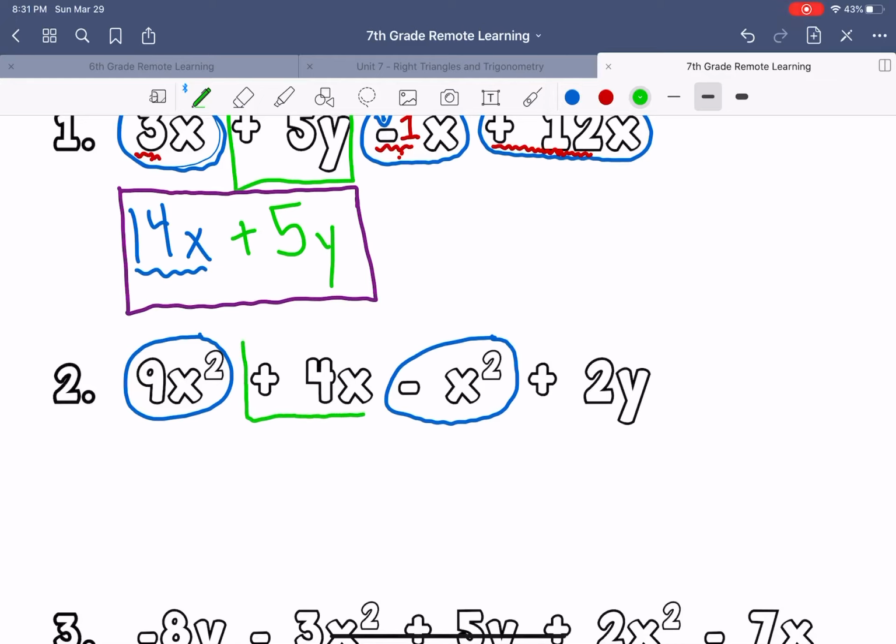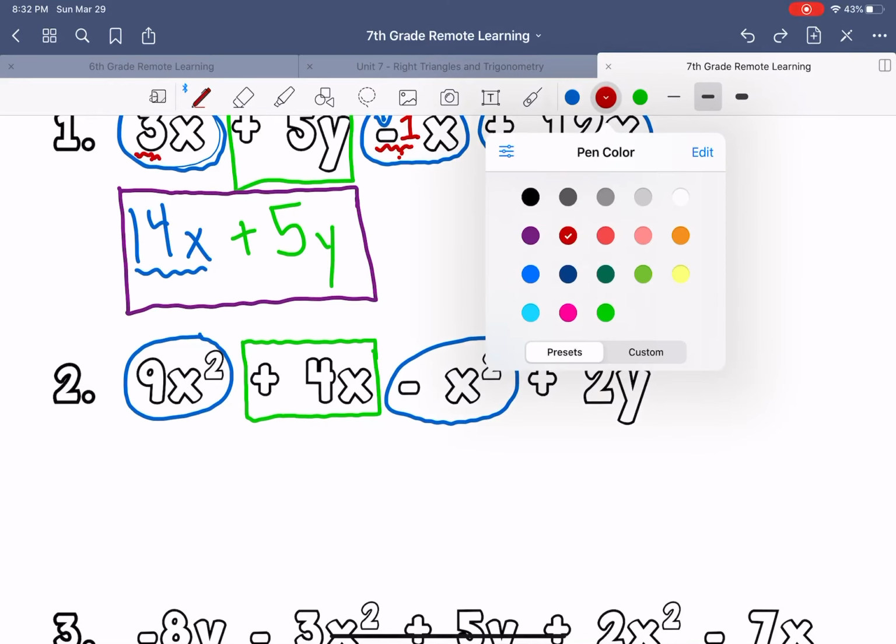I have a plus 4x, and the x is a different term than the x squared, because the variables are different. I'm sorry, not the variables, the exponents are different. The variables are the same. The exponents are different. Right here we have an exponent that's invisible, but it's a 1. And right here we have an exponent of 2. And so since they don't match, they're not like terms.